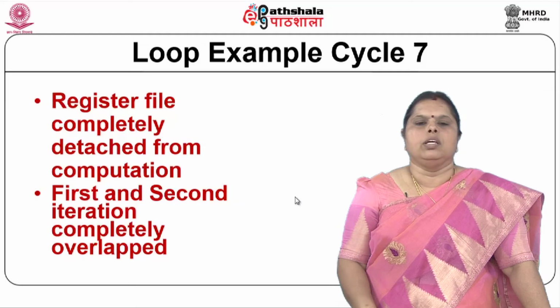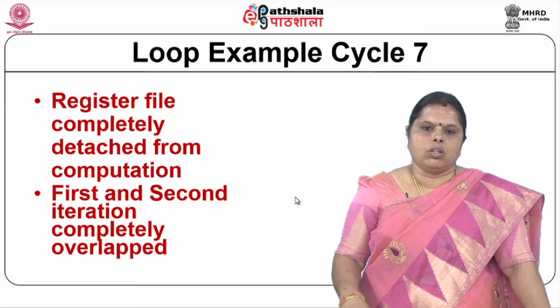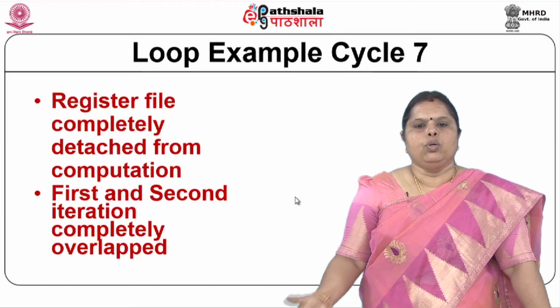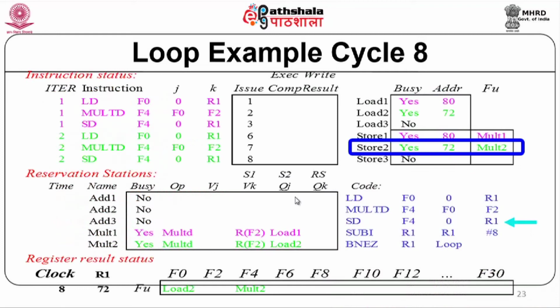So, even though all 3 instructions of the first iteration have not yet completed, we have completely overlapped the instructions of the second iteration as well. In clock cycle 8, you are supposed to issue the third instruction, which is a store instruction of the third iteration. The store instruction is again issued by allocating a store buffer entry, store 2. The effective address, which will eventually get calculated to 72, is given there.